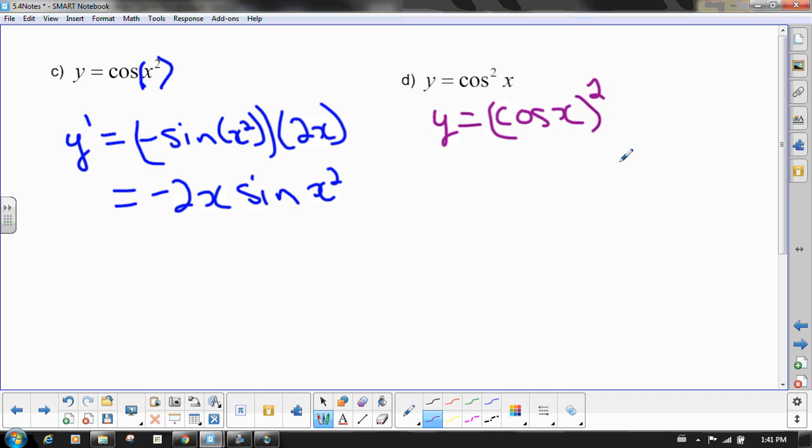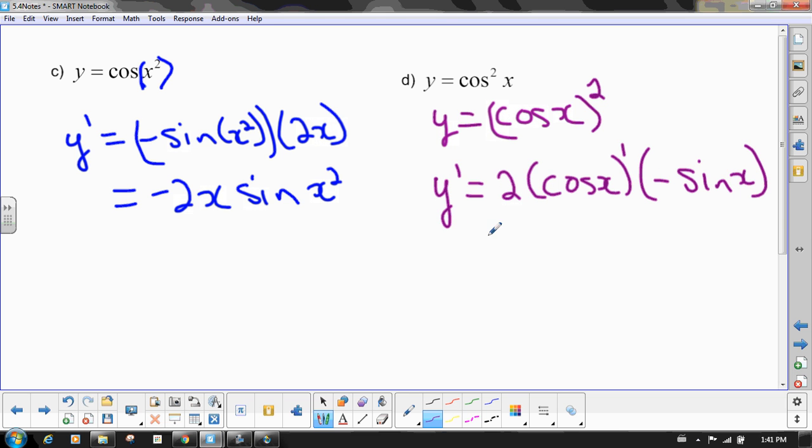It means I have cos squared. So now when I do my derivative, this is a chain rule question. So 2, the exponent, comes down, and it doesn't change, so I have a 1 here. Then I need to multiply by the derivative of the inside, which in this case is going to be negative sine x. So I get negative 2 cos x sine x.